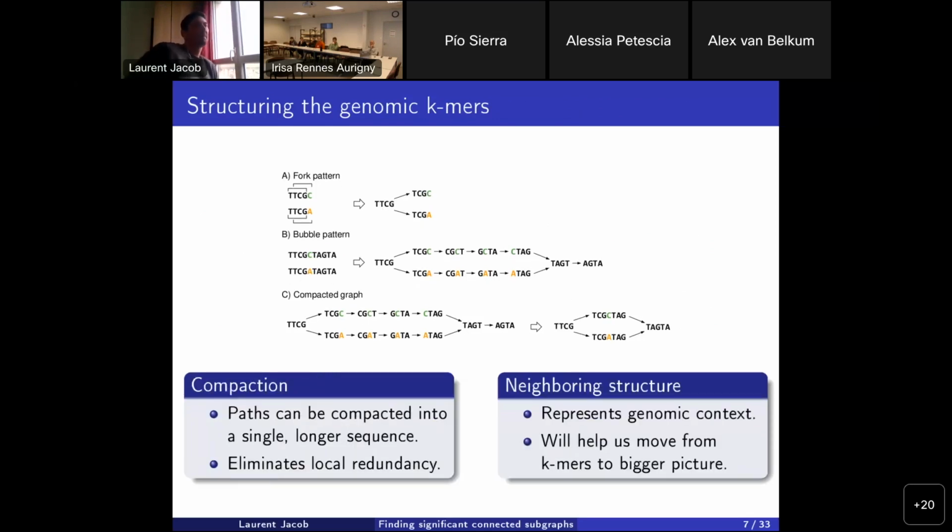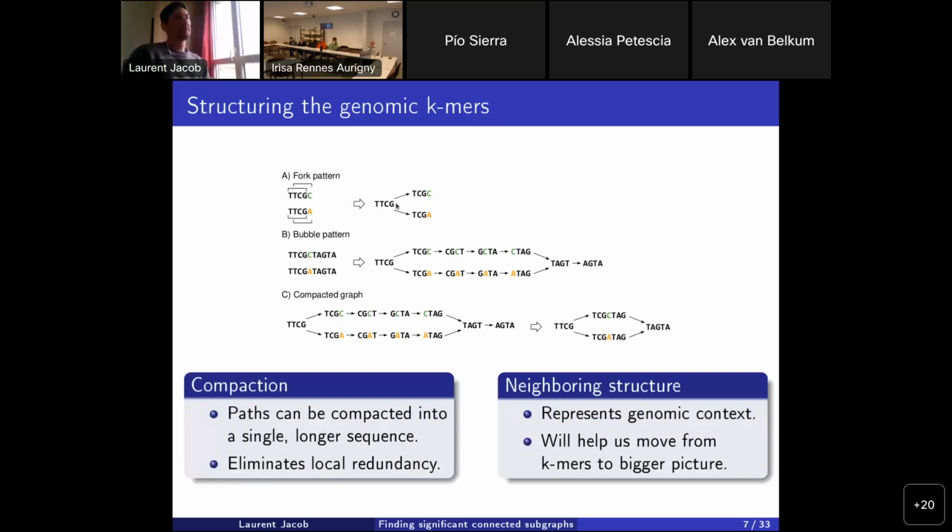And here it's something we've used. We've noticed that, if you're familiar with the de Bruijn graph, you see that here you start from TTCG with the same example as before, with the single SNP. This SNP will create a fork because you have two different k-mers that are connected to TTCG.